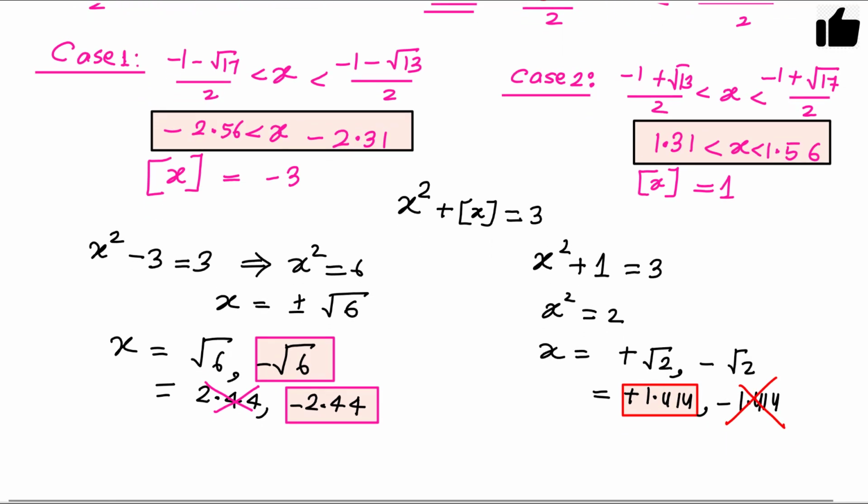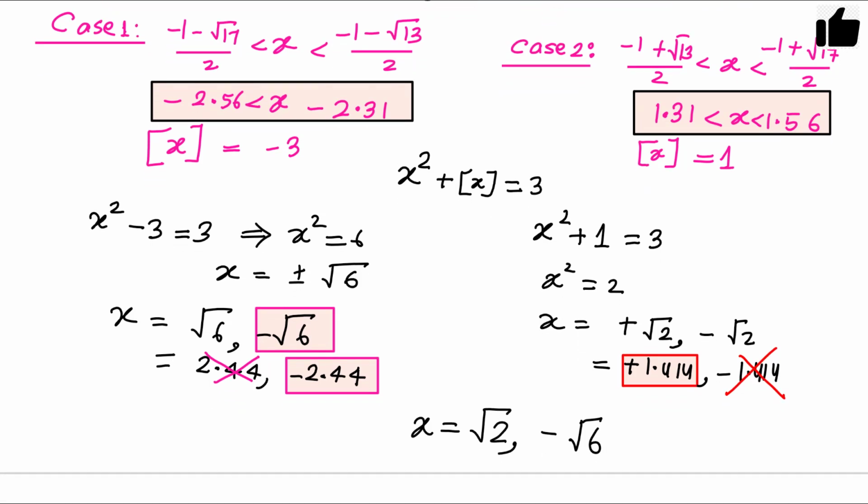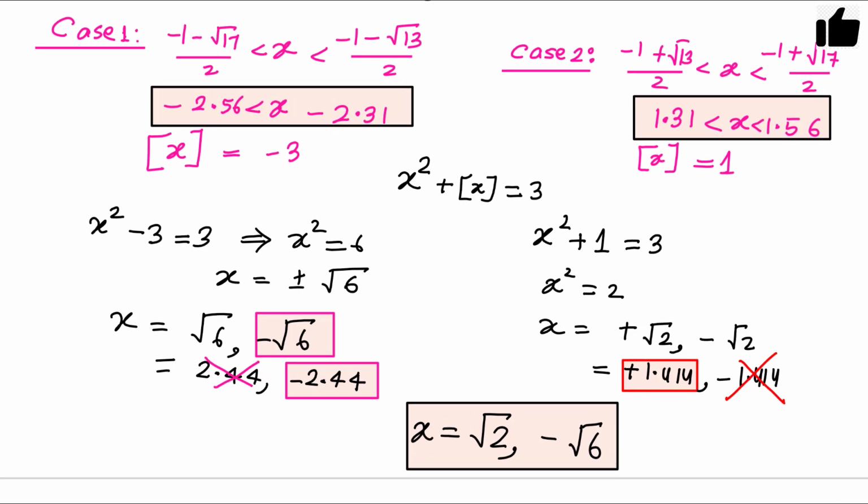So you have two solutions for this equation, that is x equals root 2, that is 1.414, or x equals minus root 6. So these are the two possible solutions for this greatest integer equation. This was a quite interesting and challenging problem. If you miss any one of the intervals, it is very easy to make mistakes.